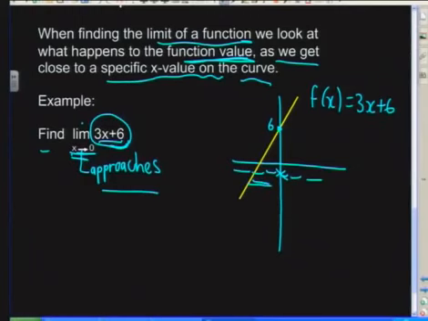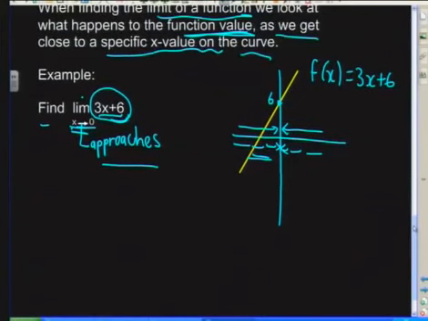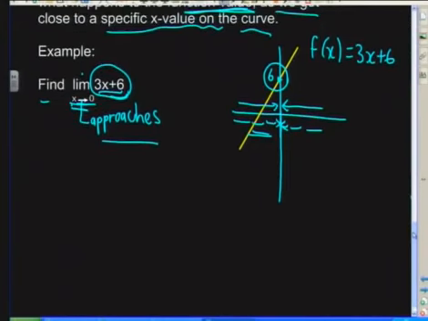Okay, so what happens to the function, the values of y, as x approaches 0 from the left and as x approaches 0 from the right? Now you can see from the graph that I've drawn that the function value will be 6 when x is equal to 0. So as x approaches 0, the function should approach 6, right? So how do we set this up?